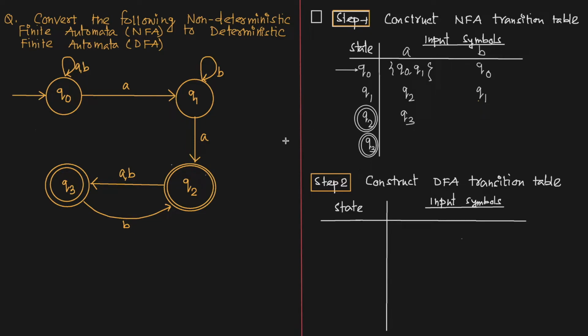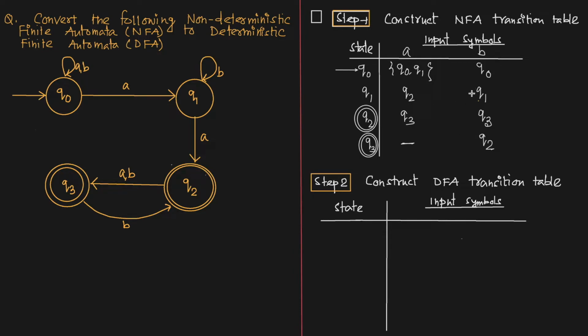Q2 on B goes to Q3. Next, Q3 on A, there is no transition, so Q3 on A is empty. But Q3 on B moves to Q2. Clear? So this is the transition table for NFA.